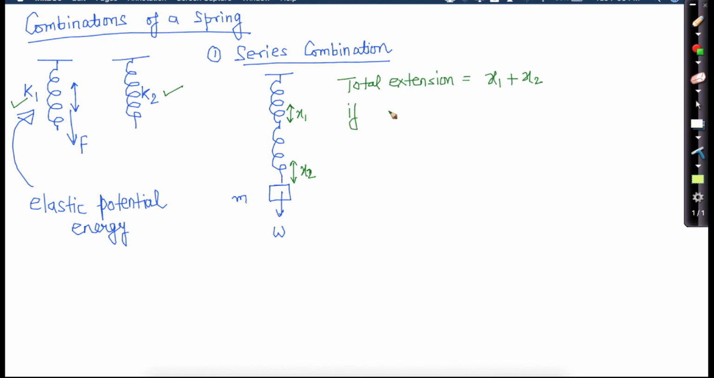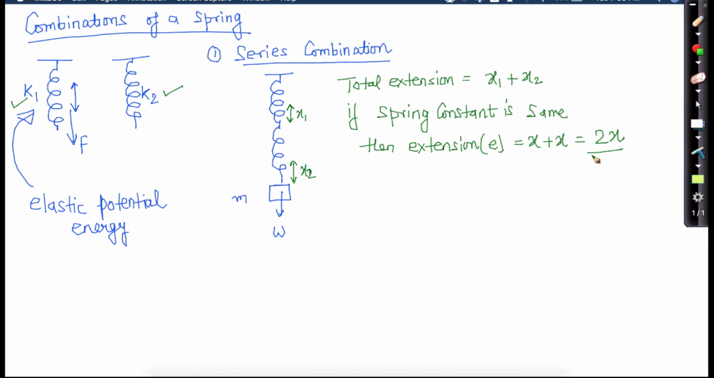If in the question they are saying the spring constants are the same, like both have a spring constant of k, then the extension e would be x plus x, and that would be 2x. So this is the series combination.